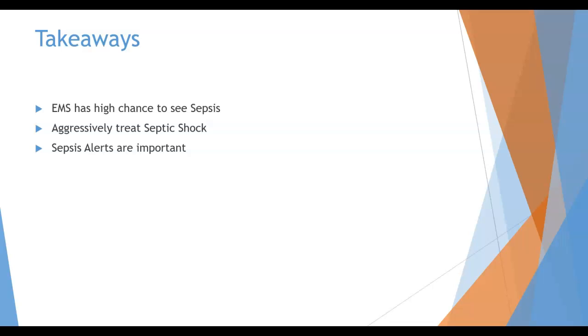So the big takeaways that I want you guys to get from this training here is that we, as EMTs and paramedics, have a very high chance to see sepsis. 80% of them are pre-hospital. We're not going to get them all because not all of them present perfectly and say, I had a UTI this week and now I don't feel good. I'm hypotensive and my end-tidal is less than 25. Not all of them, unfortunately, do that for us.